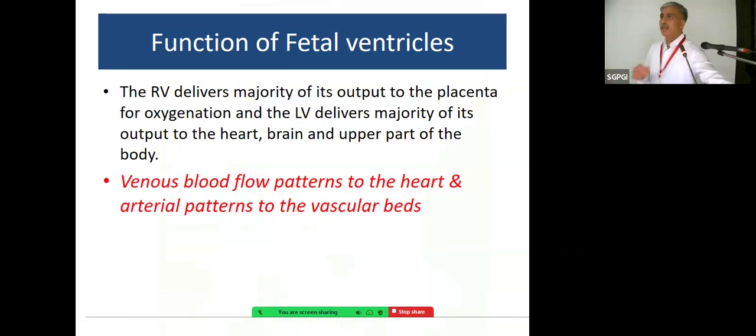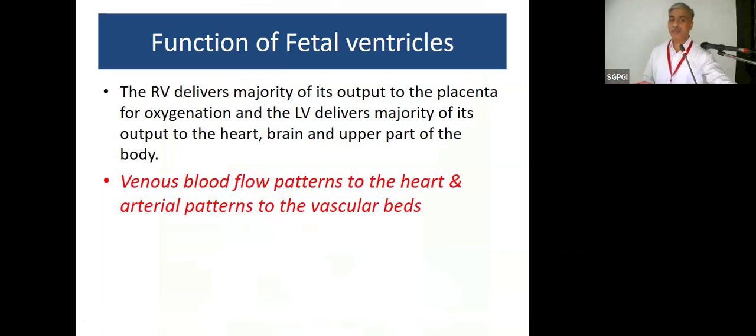Now, continuing forward, if you look at the function of the fetal ventricles, the two ventricles, the right ventricle primarily delivers its output to the placenta for oxygenation purpose, and the left ventricle delivers the majority of its output to the heart, brain, and the upper part of the body. This is the basic concept we understand, and that is the reason we always say that it's a parallel circulation which is happening. How does it happen?